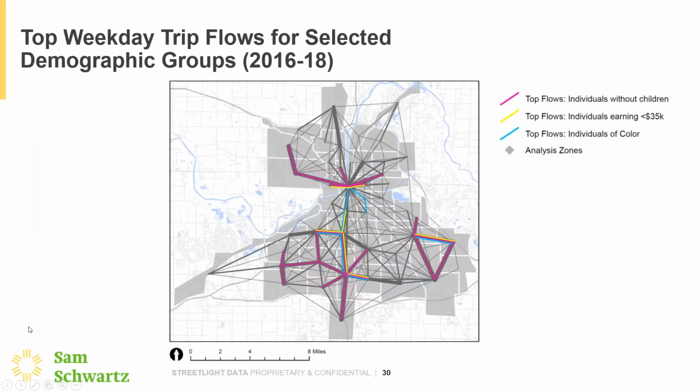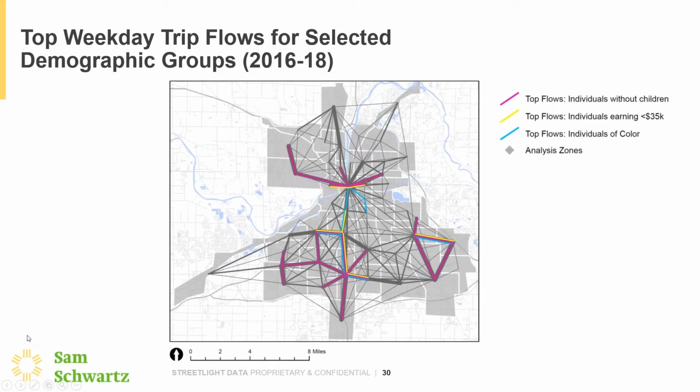This is just another example of how we can apply some demographic variables to the analysis. So in this example, we layered on a couple of demographic considerations on top of the overall travel flows. In pink, we're showing where the most common flows are for people who are traveling without children. So we see a variety of patterns, but a lot of activity going to and from downtown, which is, I guess, not unexpected.